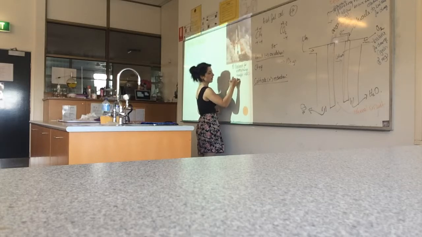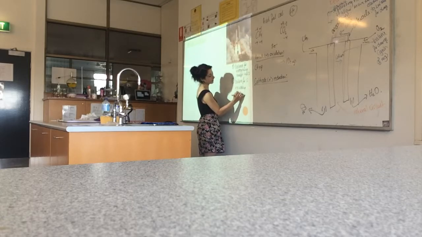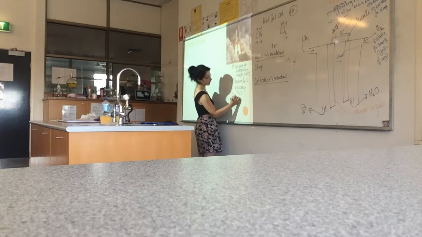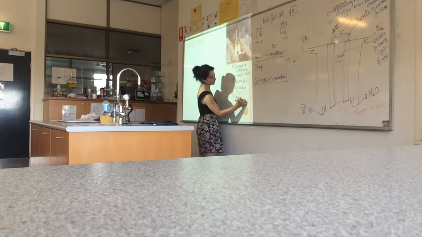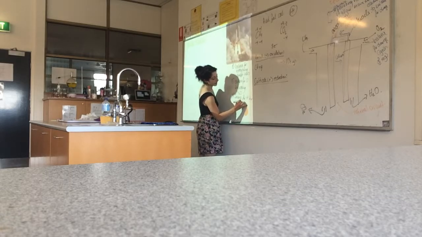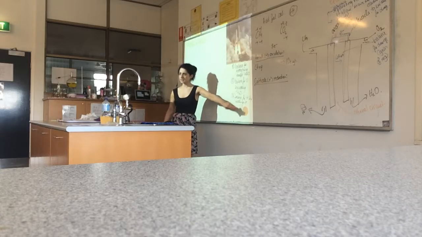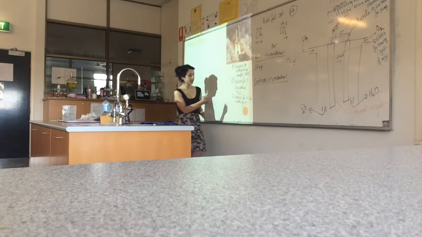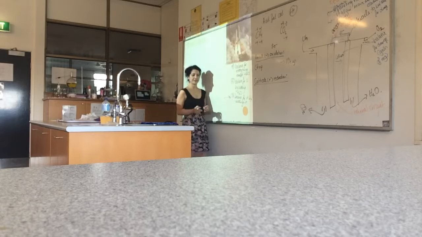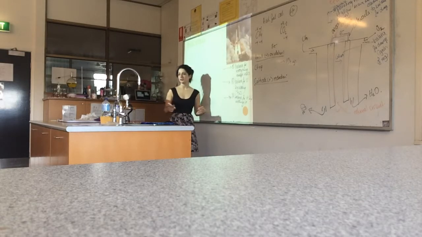Step 2. Balance for O by adding H2O. Step 3. Balance for H by adding H plus. So Kiralee, this is the acidic environment. This is the way we balance in an acidic environment. This is where you would sort of stop. You do these steps, and then you balance for electrons.